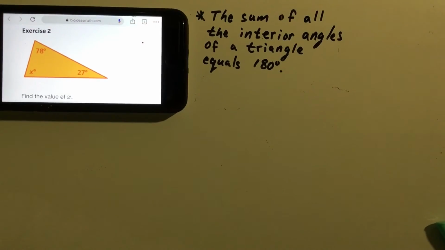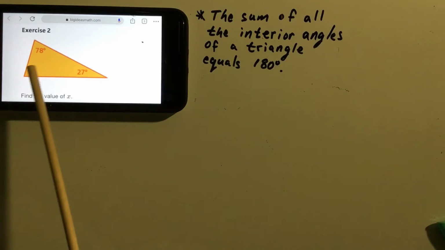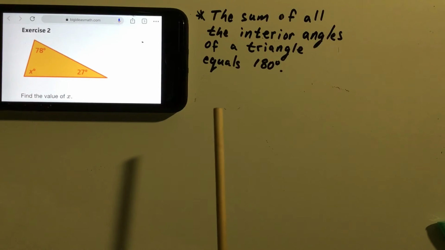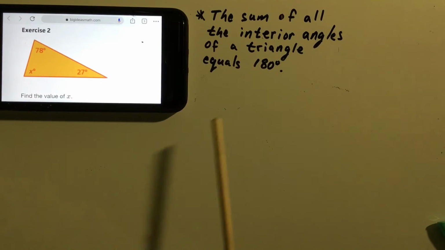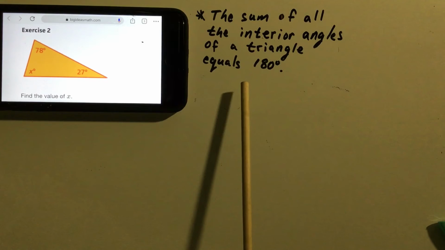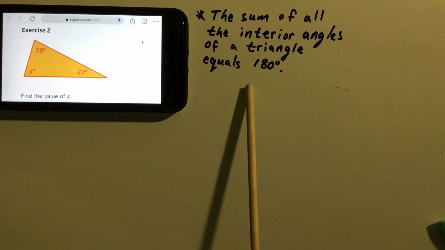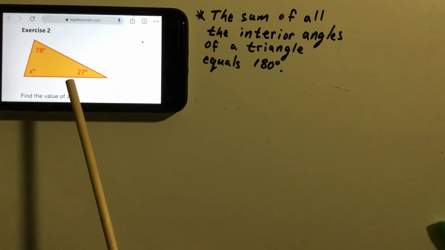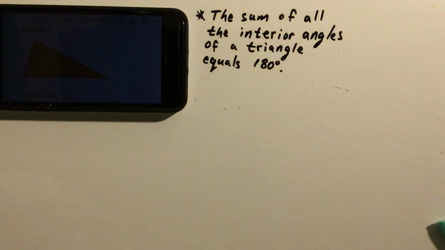All right, so here's our next example where we're going to be solving for a missing angle x. And we go back to the original rule. The sum of all the interior angles of a triangle equals 180. So we're going to use that information to set up our equation and solve for the missing angle.